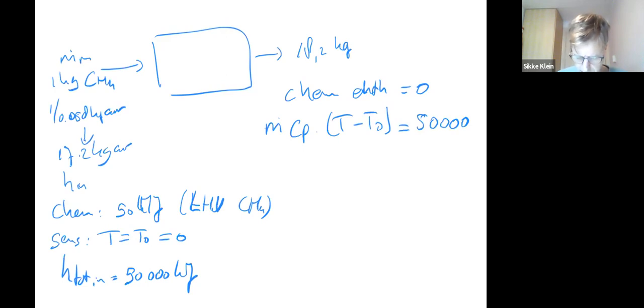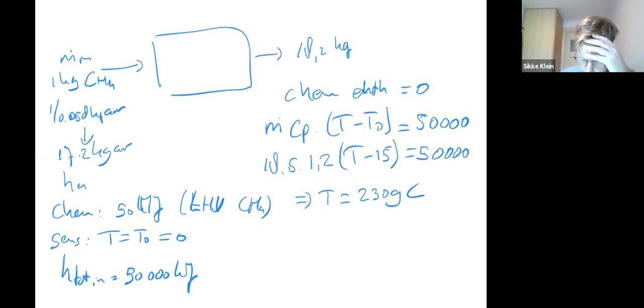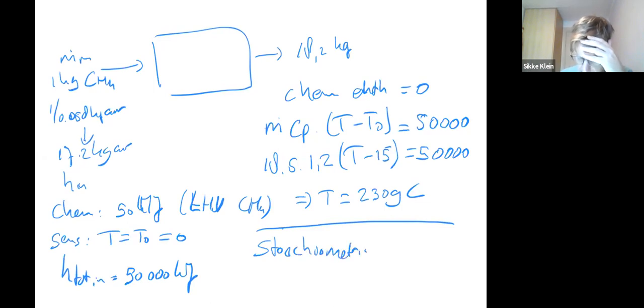So we know the mass, 18.2. We can assume for Cp, for example, 1.2 in this case. You can guess that in your calculation. Then you get T minus T zero is 50,000 divided by that. And if you work that out, you see that T is 2300C. This is the stoichiometric adiabatic flame temperature.